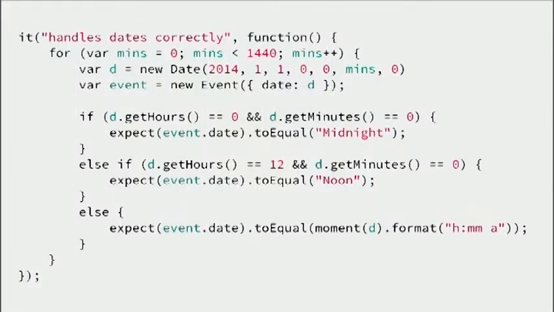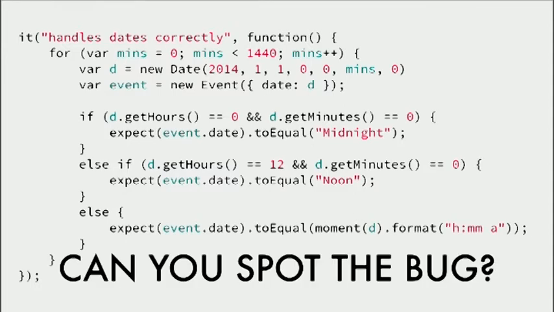So here, we loop through the minutes of the day. We create a new date, we create an event with that date, and then we can just see that it actually does the right thing. Can anyone spot the bug?